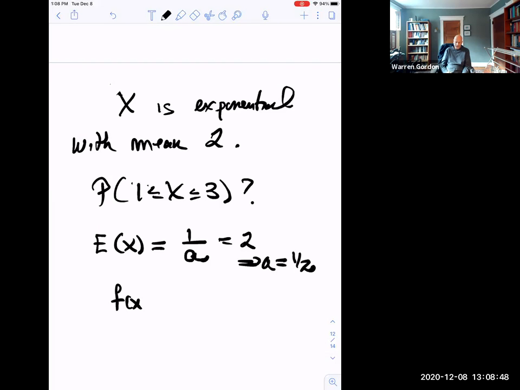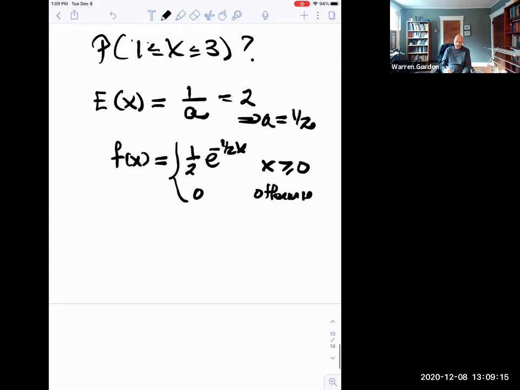So f of x is equal to a e to the minus a x, which is 1/2 e to the minus 1/2 x, for x greater or equal to 0, and 0 otherwise. And by the way, for the exponential, it's useful to remember that the CDF, F of x, is equal to 1 minus e to the minus a x. That's a very useful result.